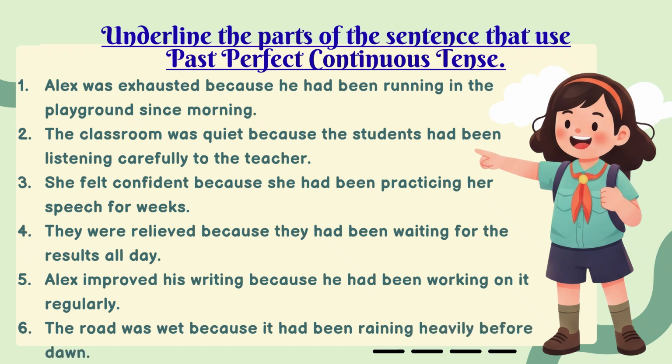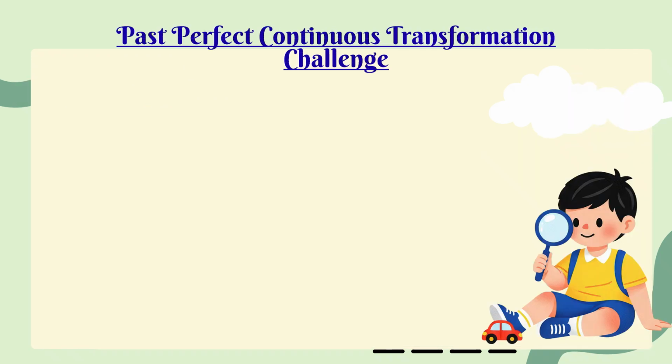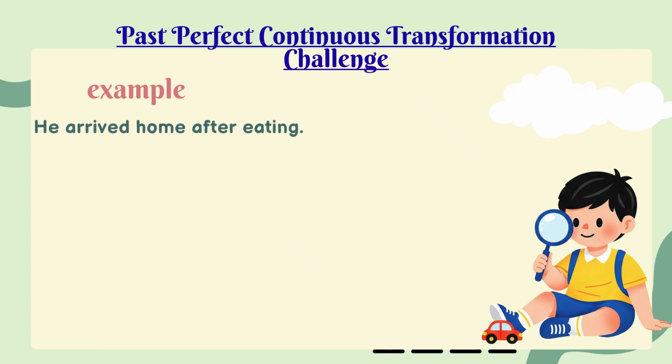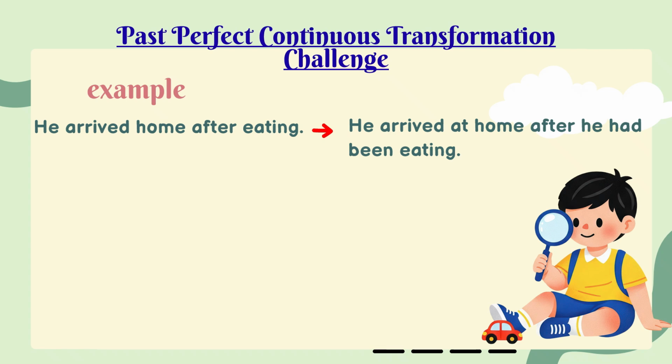The last activity is very interesting. You have to change the sentence into past perfect continuous tense. For example, he arrived home after eating. When we change it into past perfect continuous tense, it will become, he arrived at home after he had been eating. So follow the example and change all the remaining sentences into past perfect continuous tense.